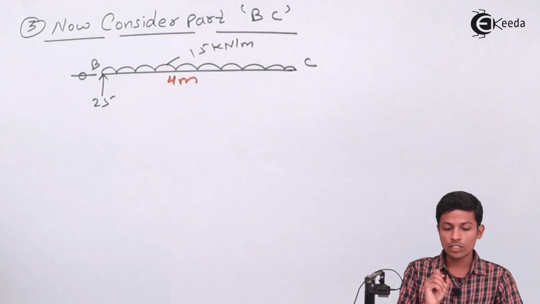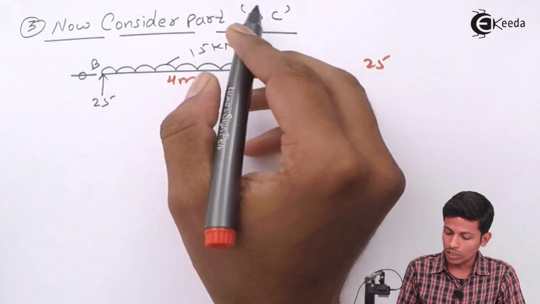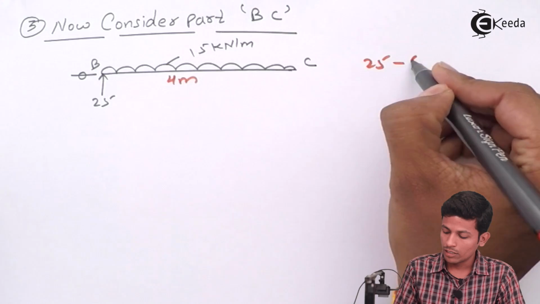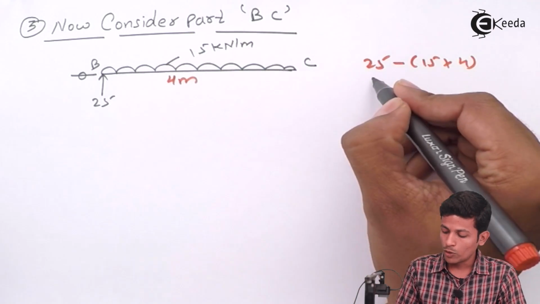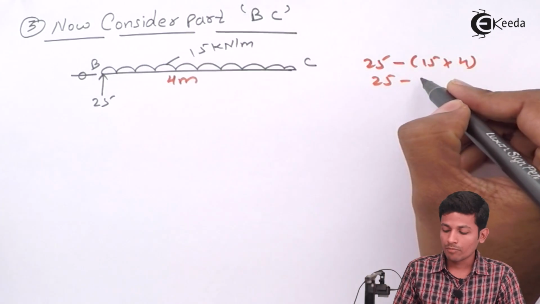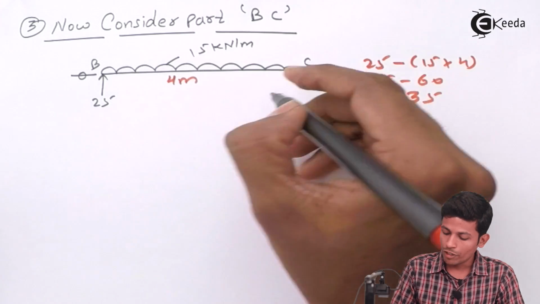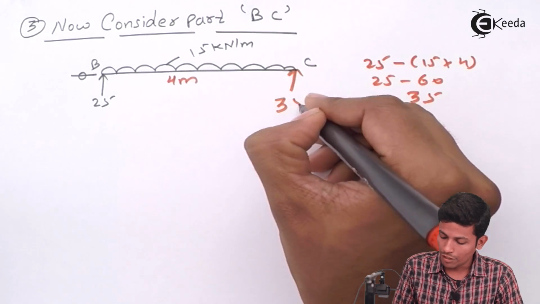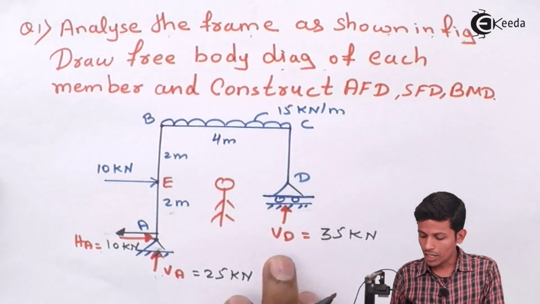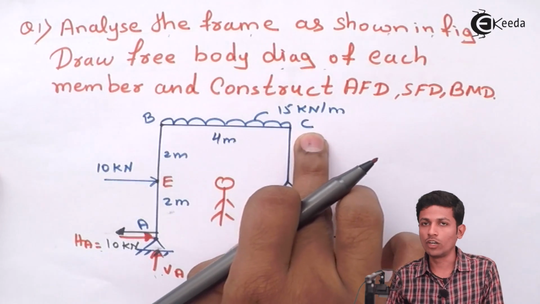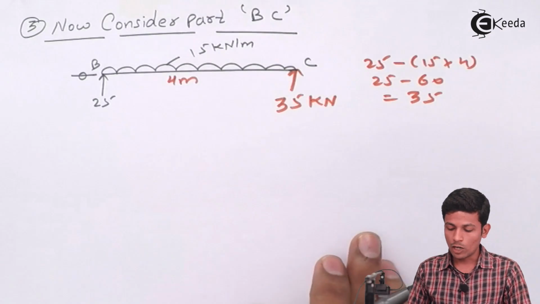So 60 minus 25. See, this will go upward, so 25. Now this will go minus 15 into 4. This value will become 25 minus 15 into 4, that is 60. Then we get the value of 35. So we have to apply the upward force as 35 kilonewton. Or you can see in the diagram, this is your 35 kilonewton, directly you can put it over here only. This is also the criteria for solving this one. Okay, now you have balanced this part.